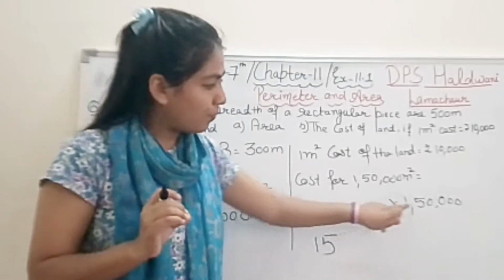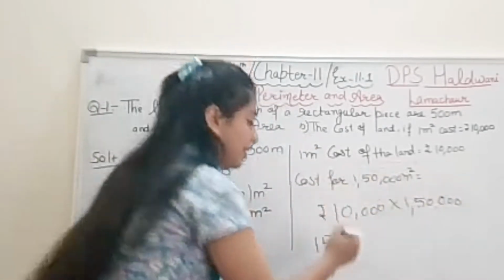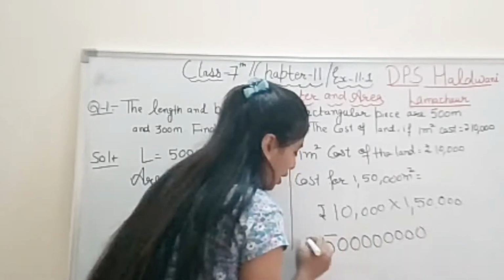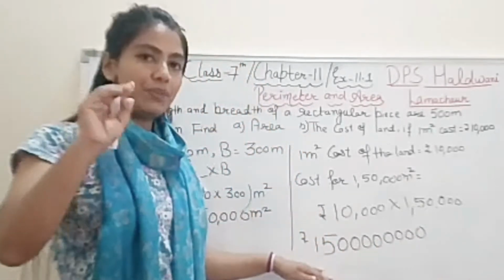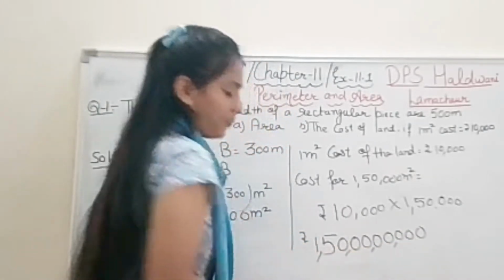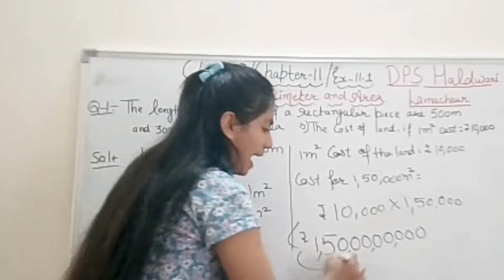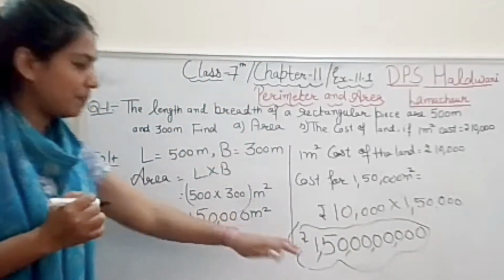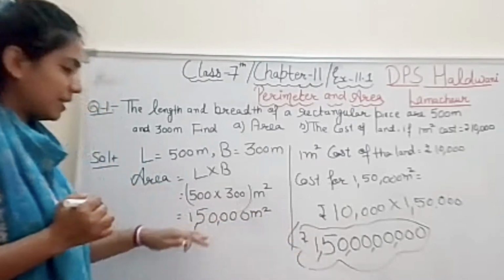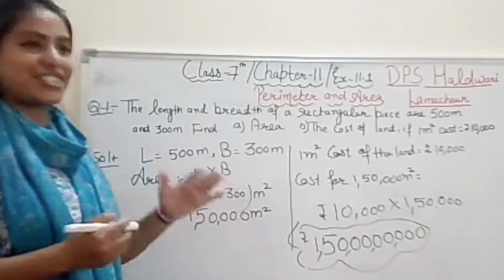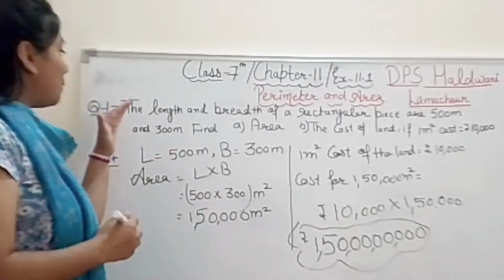1, 2, 3, 4, 5, 6, 7, 8. So 1, 2, 3, 4, 5, 6, 7, 8 rupees. And you will write down the standard form 1, 2, 3, 1, 2, 1, 2, 1, 2. This would be the answer for this question. So this much rupees cost is for this much land. Right, student? Very simple. It is just a calculation only. So this is all about question number 1.